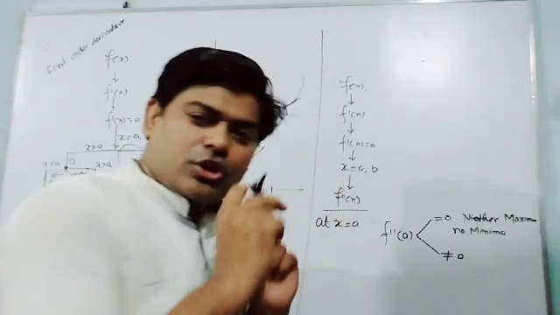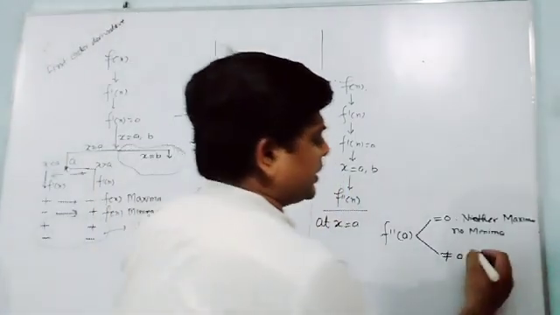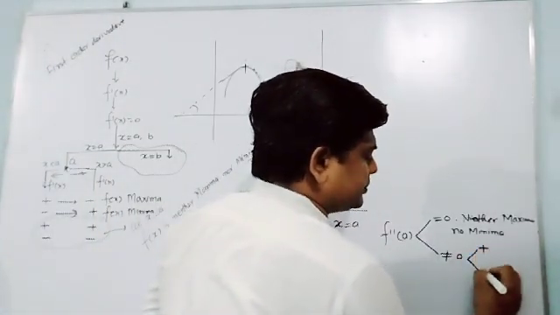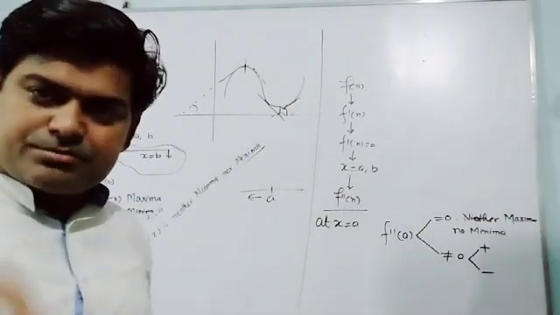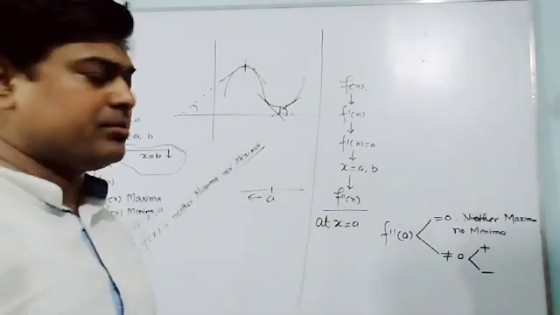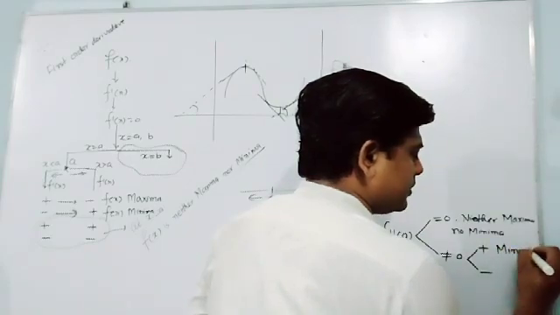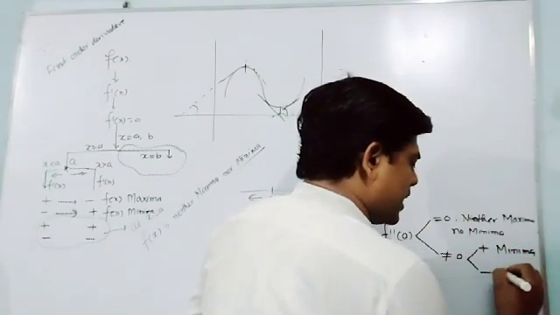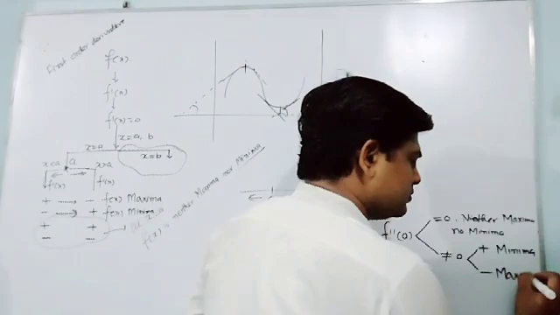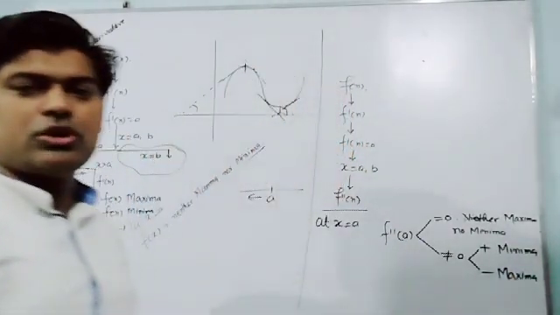But if it is not equal to 0, again two options are there. It may be positive, it may be negative. If it is positive, I can say it is minima. If it is negative, I can say it is maxima. Hope you have got it.